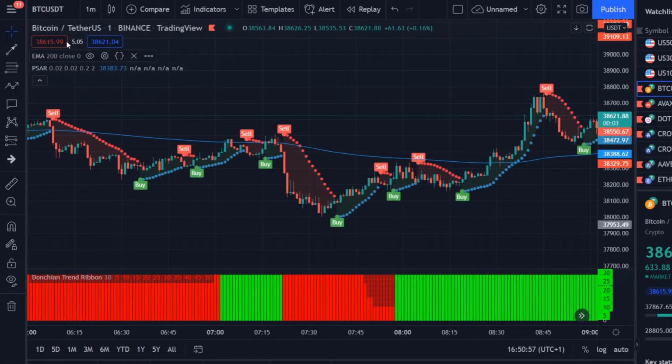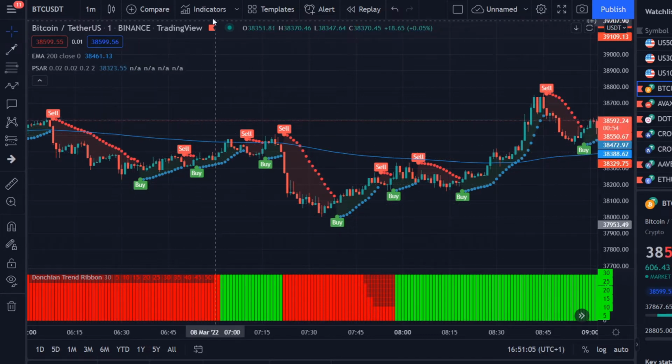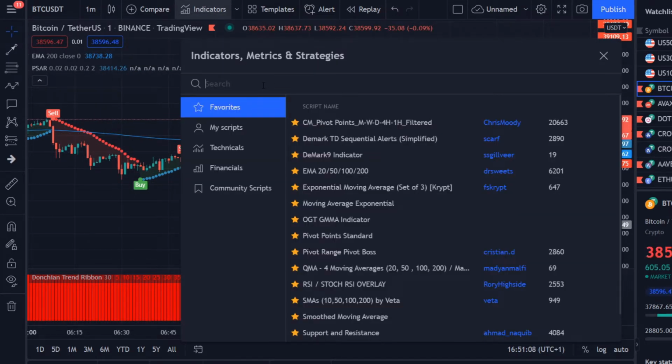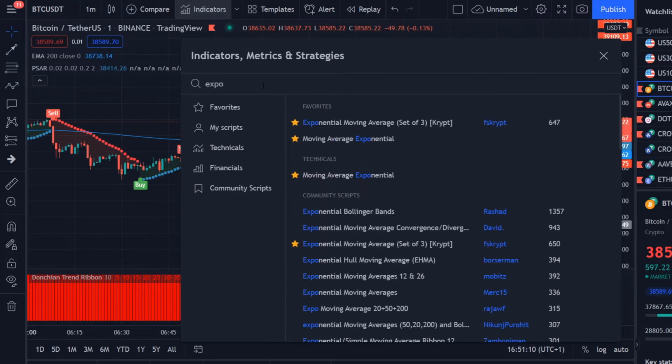Okay, so I'm looking at the Bitcoin chart right now and I'm looking at the 1 minute time frame. And over here we have a few indicators. So first of all, let me start with the exponential moving average. Make sure to use this one. This is the default one, moving average exponential.